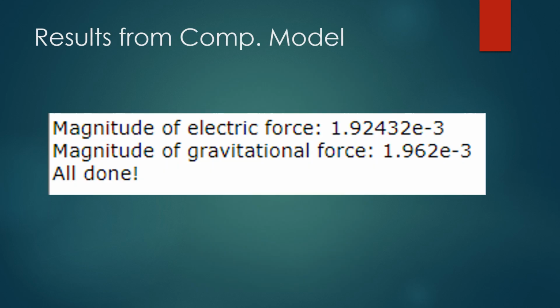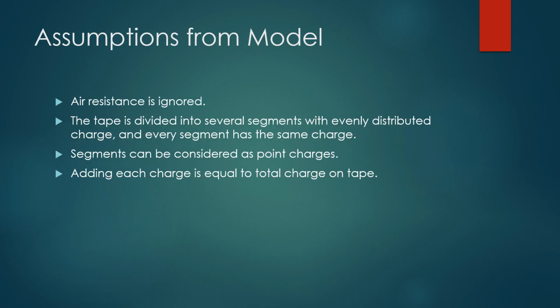The Q value that was used in the code and demonstrated with a computational model was found by adjusting the Q value to where the arrows and the magnitudes of the electric force and gravitational force were close to equal with each other. The Q value that got me close was 2.924 times 10 to the negative 8 coulombs.